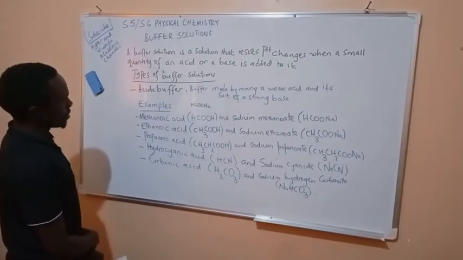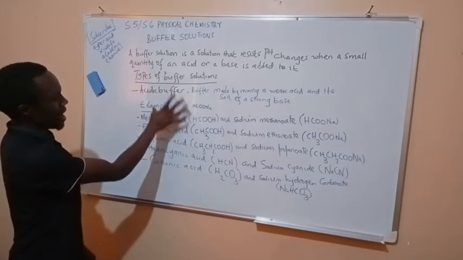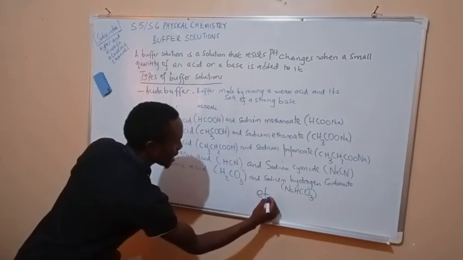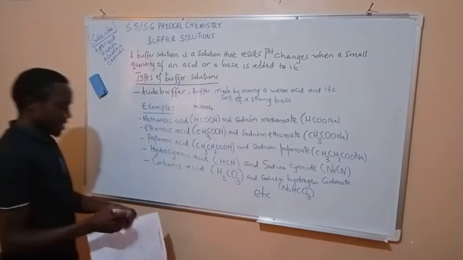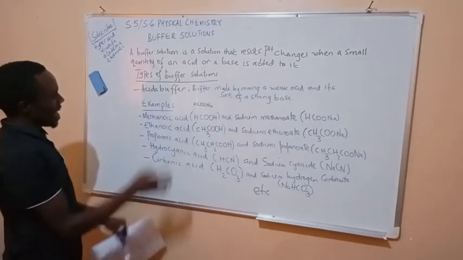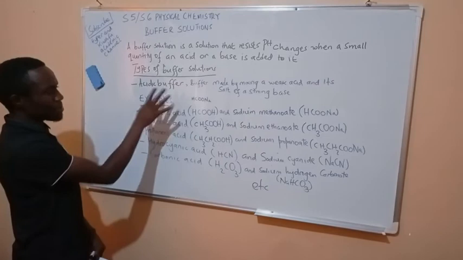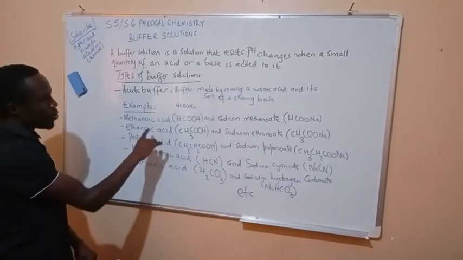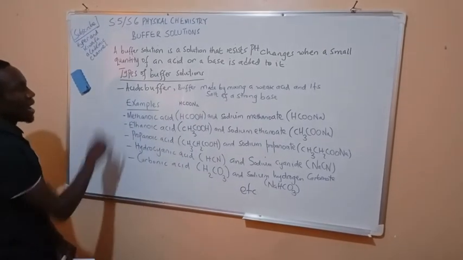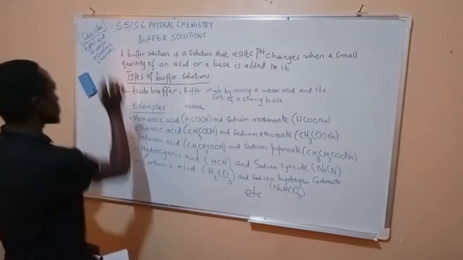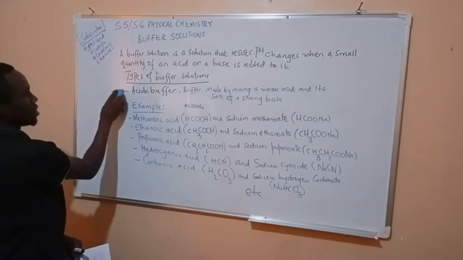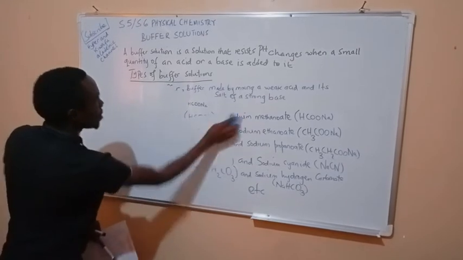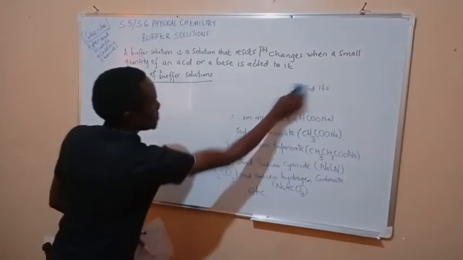Now, we are going to continue. These ones were among the examples of acidic buffers, but you can suggest as many as possible, so allow me put etc. After having understood what an acidic buffer is, we need to also understand what an alkaline or basic buffer is. So allow me remove this and I put examples of alkaline or basic buffers.